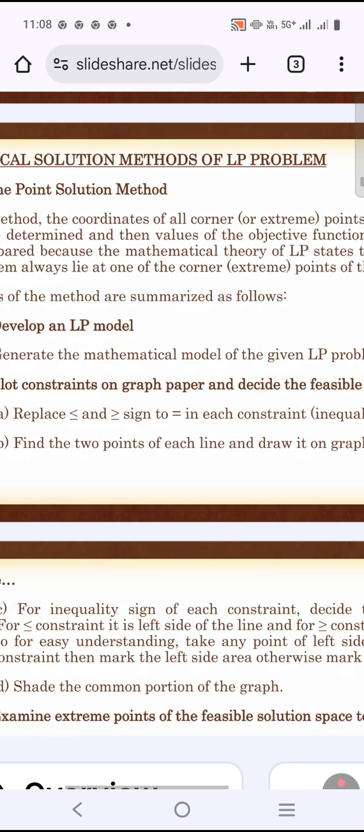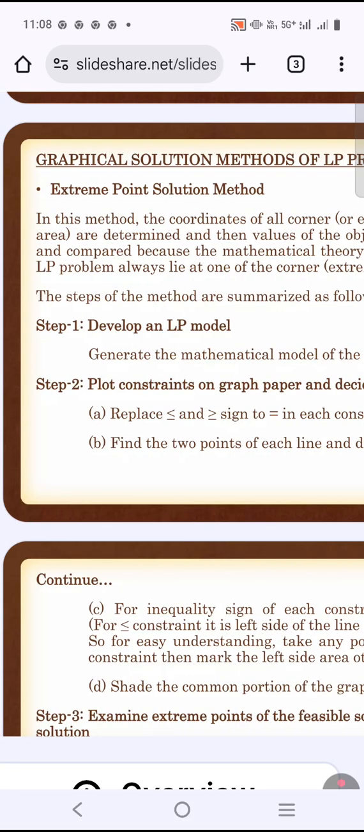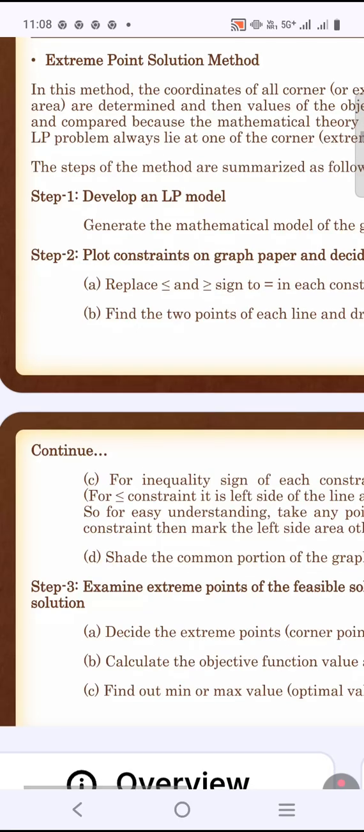And the next topic is the graphical solution method of a linear programming problem, that is the extreme point solution. In the last lecture we saw the steps of the graphical solution method of a linear programming problem.